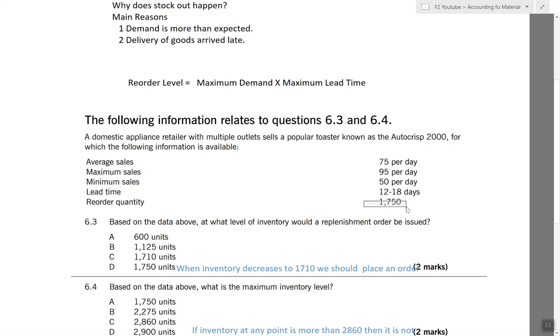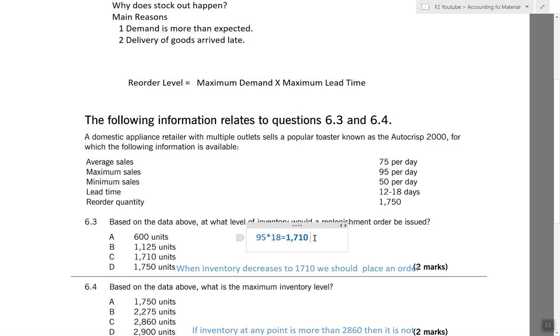And reorder quantity, which can be EOQ or whatever quantity it is. So reorder level is maximum time multiplied by maximum usage. So maximum usage is 95, maximum time is 18. 95 and 18. So we have 1710 as the reorder level.